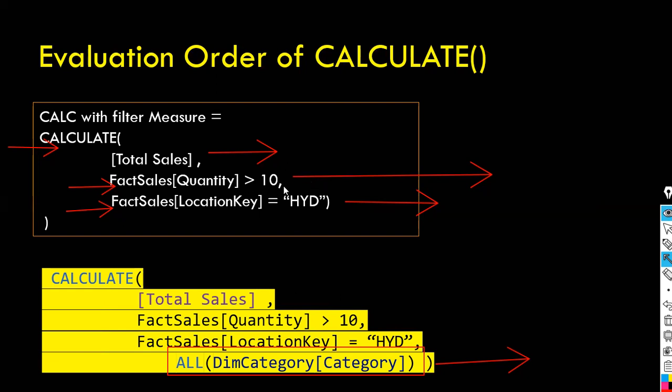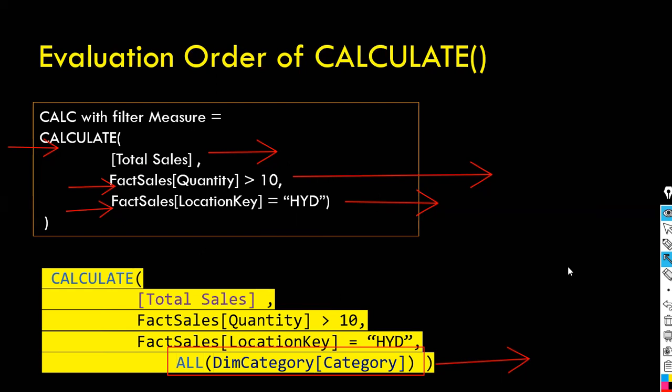This is a filtering criteria: quantity greater than 10, and also find out the totals for Hyderabad. In addition to this traditional kind of filtering, if you include ALL along with this, the ALL will get evaluated first. You need to remember this.